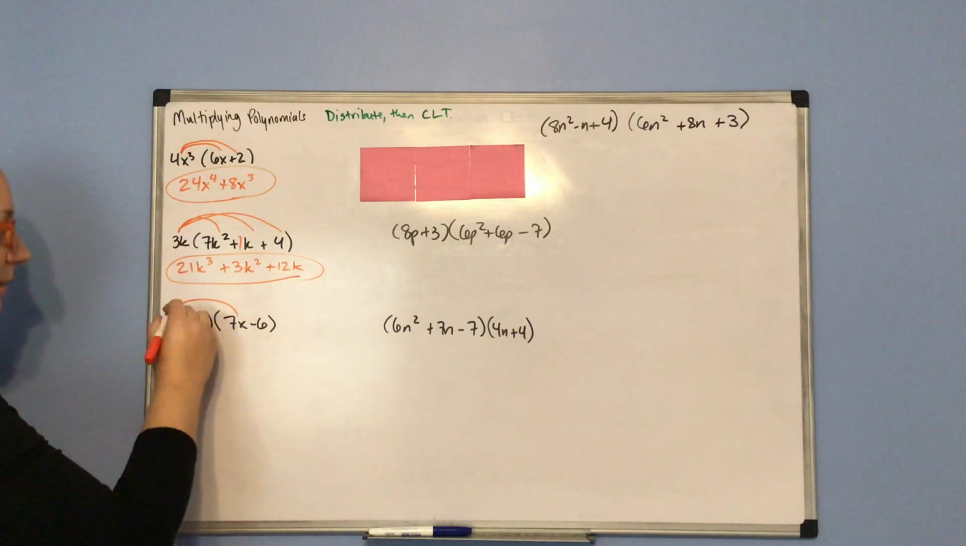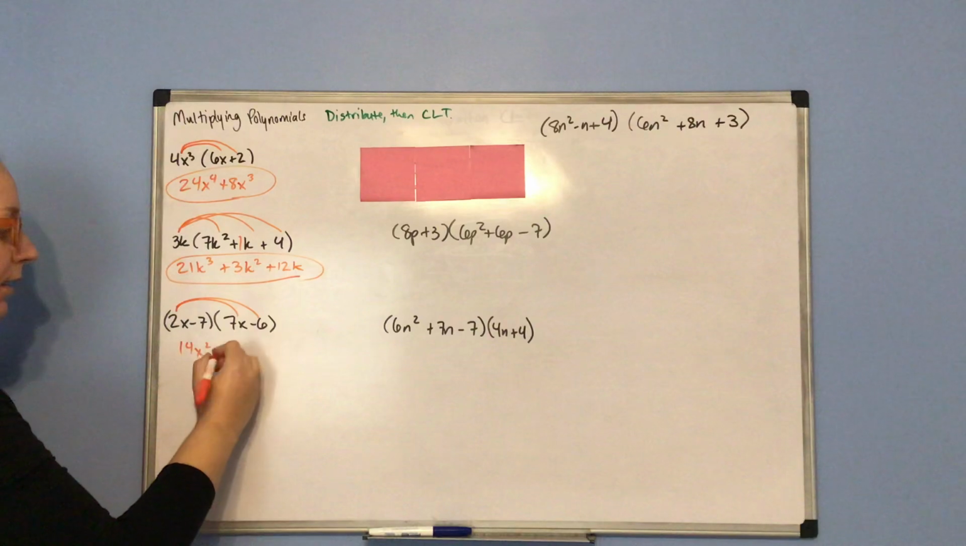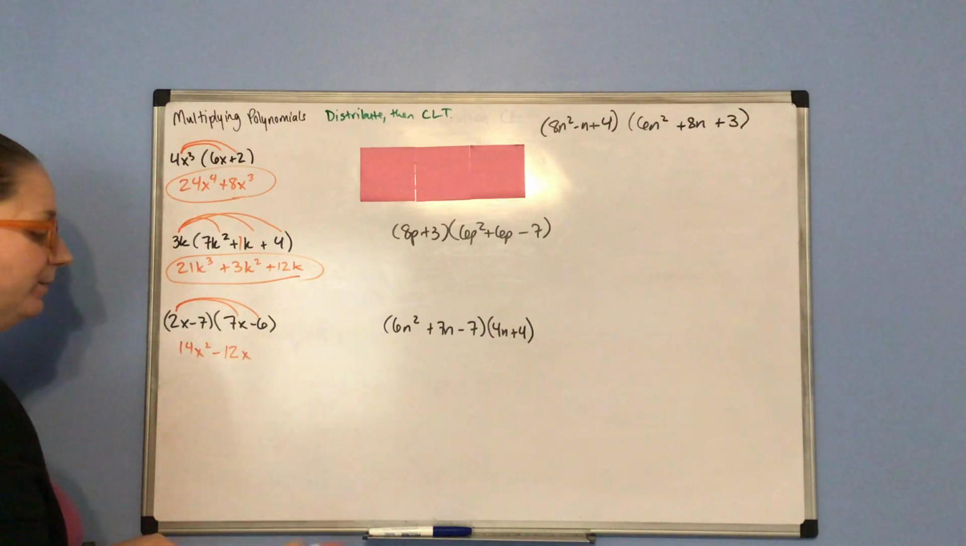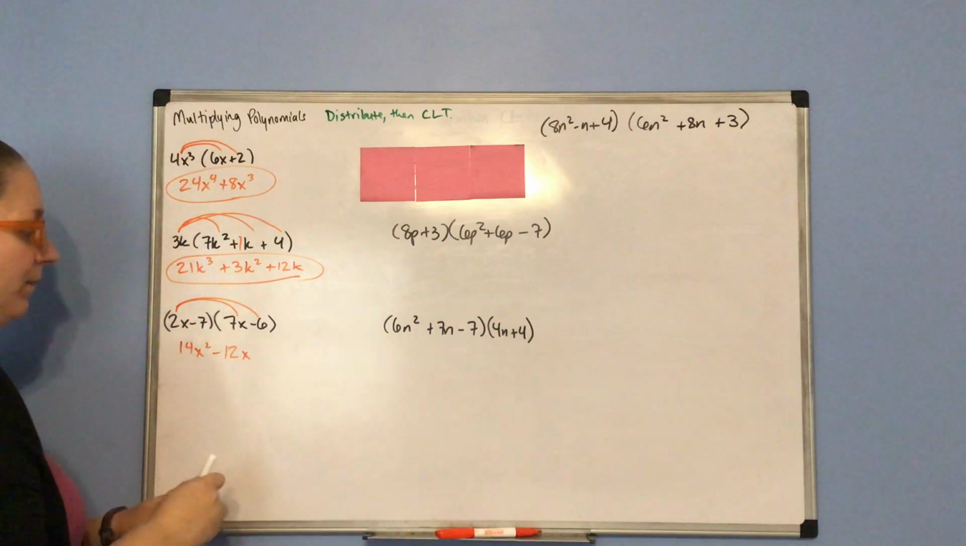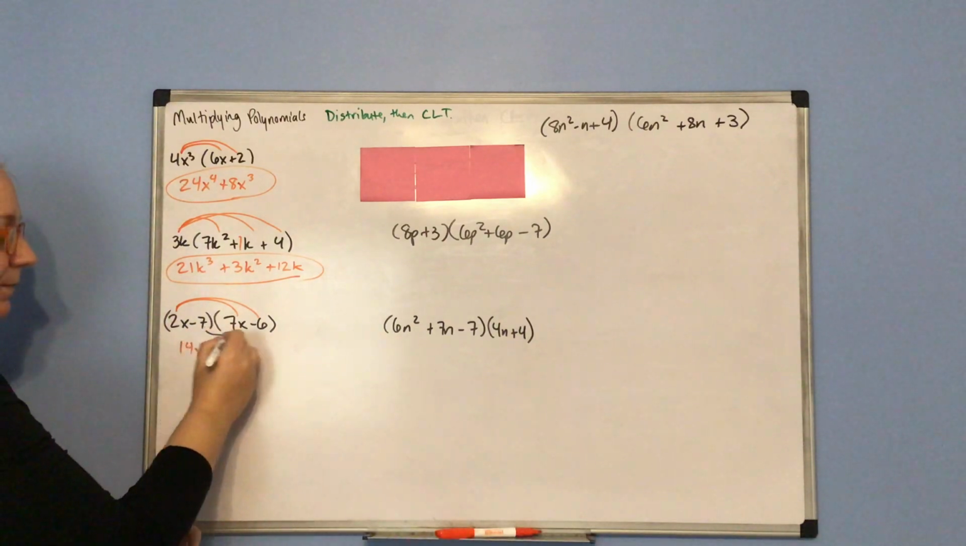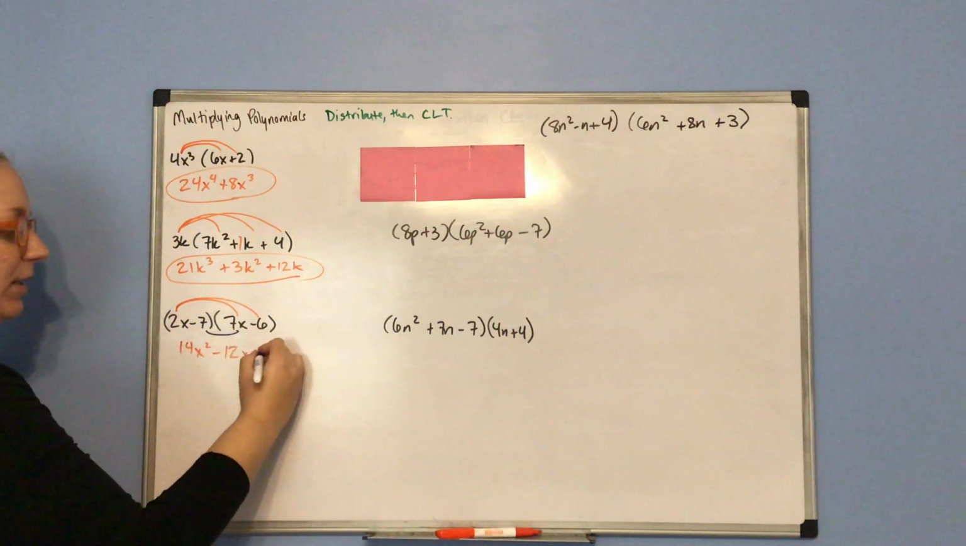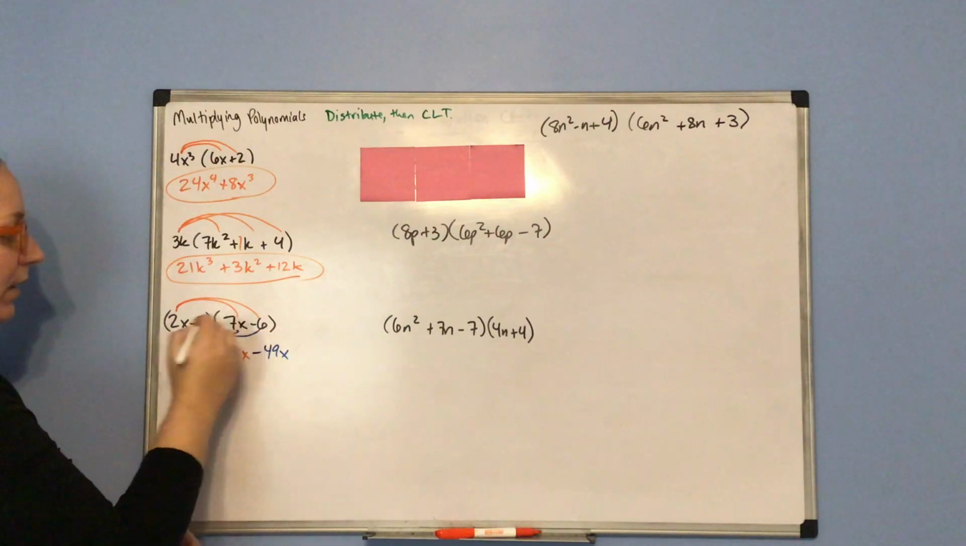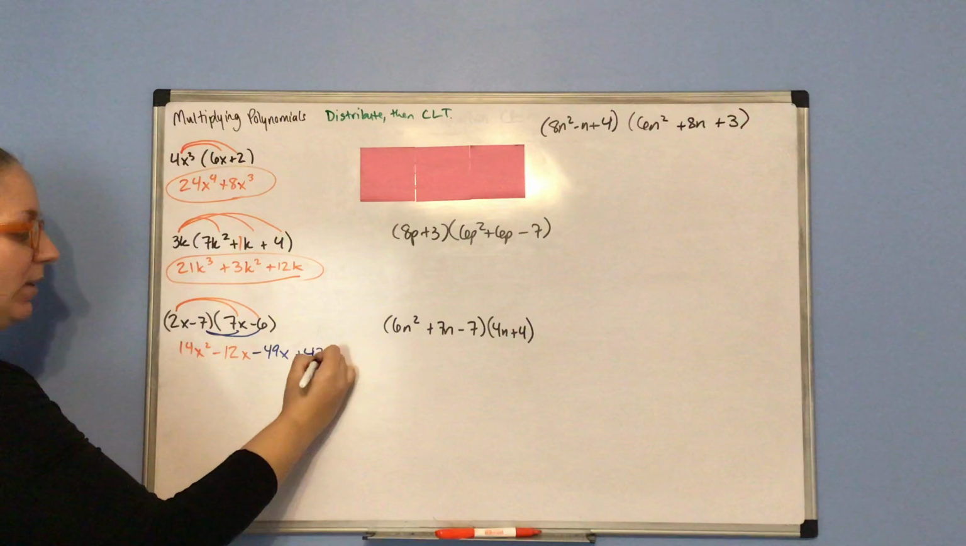Now I do 2x times negative 6. 2 times negative 6 is negative 12. The x part stays the same. Now I distribute the negative 7. Negative 7 times 7x is negative 49x. Negative 7 times negative 6 is positive 42.